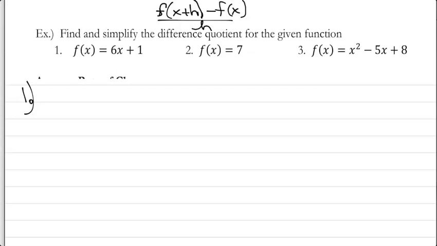First thing I need to do is find that f of x plus h. My f of x plus h isn't going to be terribly difficult to find or to determine.